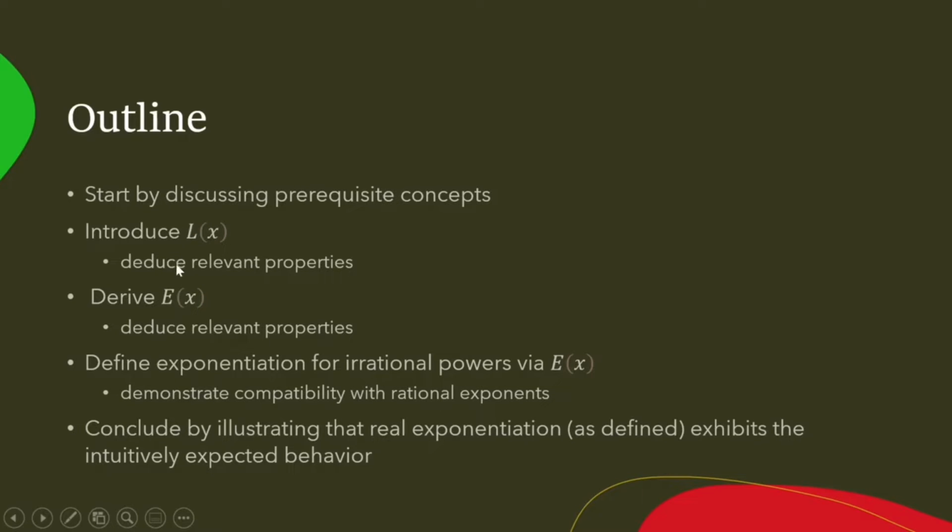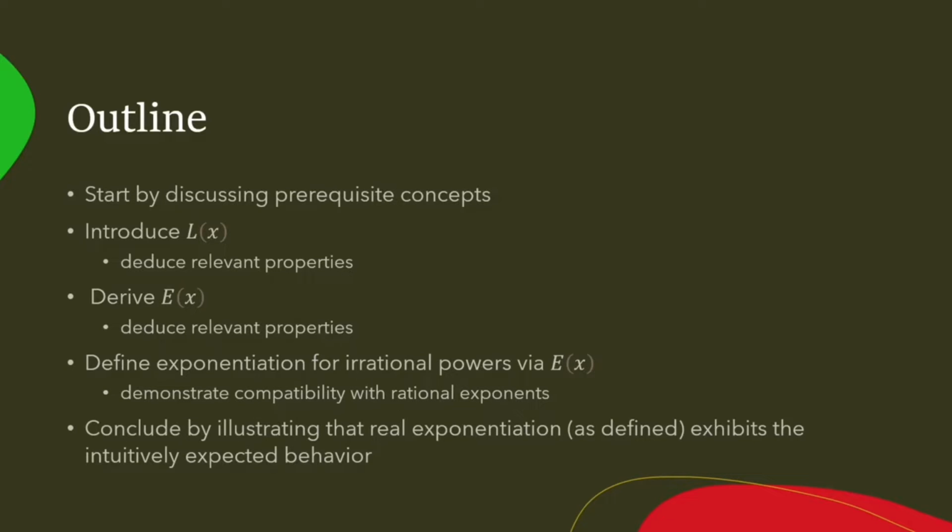So we start with logarithm, and we'll deduce relevant properties of it, and from the logarithm function, we're going to derive the exponential function and also deduce some relevant properties of it in turn. Then once we have L of x and E of x, we're going to define exponentiation for irrational powers via this function E of x. So we're going to use E of x as our tool for defining irrational powers, and then we're going to demonstrate the compatibility with rational exponents.